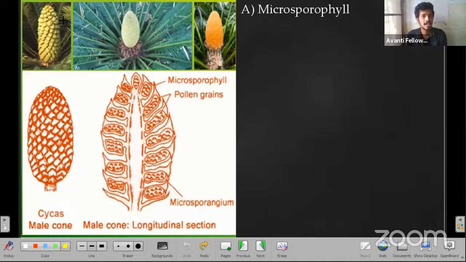Right, you can see the types of male gametes in different kinds of cycas plants. All these are examples of cycas only. Okay, you can say it like that. Yes, correct. So we mentioned that, right?